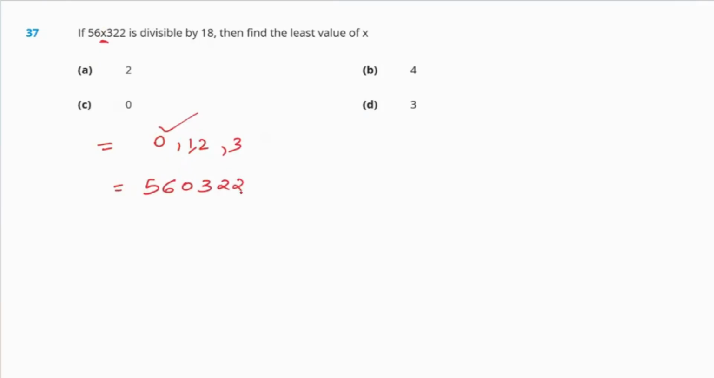560322 divided by 18. When we do this, we will get 31,129. This means this is divisible without any remainder, so this is divisible by 18. So we can say that the least value of x is 0 only. So the correct option is option C, that is 0.